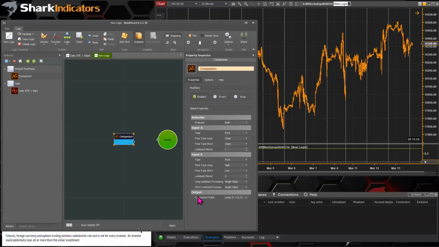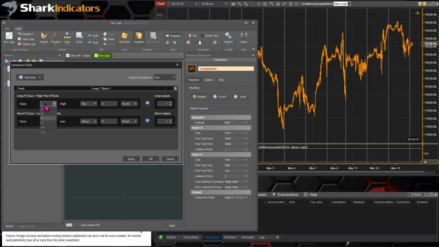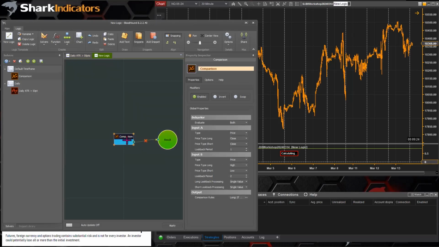The outputs here are by default already designed to look for input A to be greater than input B for a long. Let's go ahead and open that up. In other words, the default conditions are already what you're looking for. You're looking for the close to be greater than the high, and this high would be the previous bar, because the look back period is set to 2. So we don't have to adjust anything within the comparison rules. And we need to connect that up.